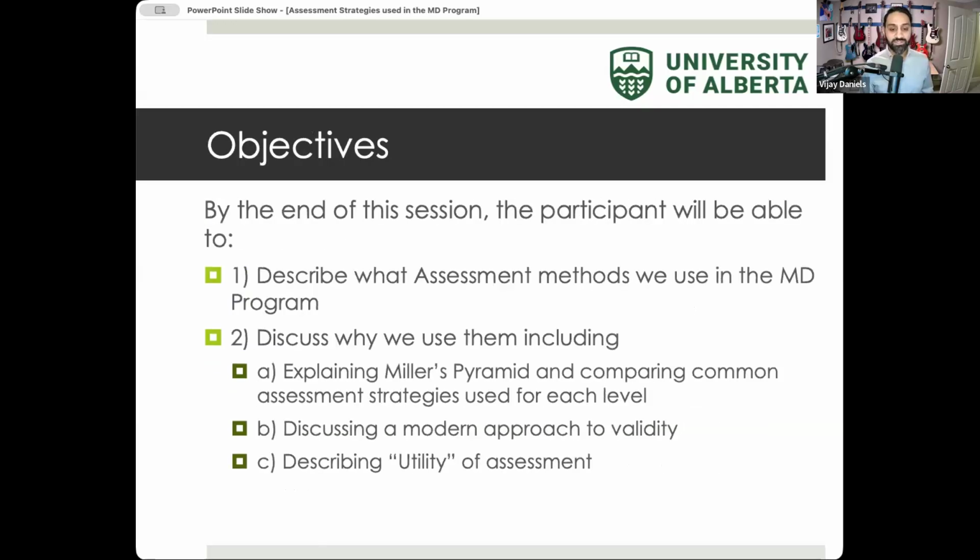So our objective today is first to describe what assessment methods we use in the MD program and why.